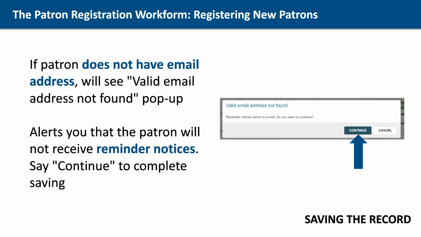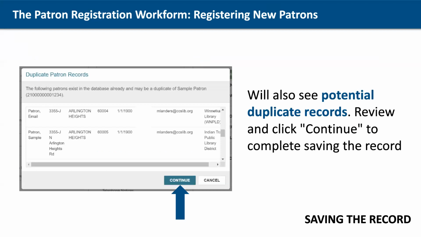So you will always be able to click continue to bypass this alert. Unfortunately, this is another option that's hard-coded into LEAP. We can't deactivate it. And then finally, LEAP will display records that may be duplicates. Review duplicate patron warnings. If the duplicates are not valid, you can click continue to complete saving the record.